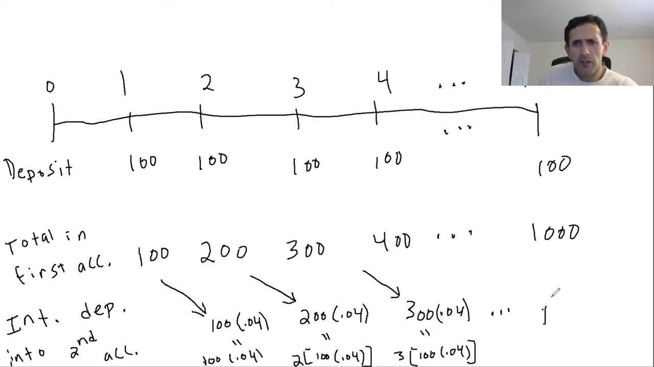So it's 900 times 0.04. So you can probably get away with this for 10, but if I had it for 30 years, you really don't want to do 30 computations on your calculator by hand.